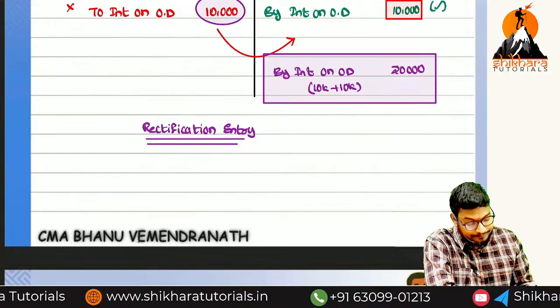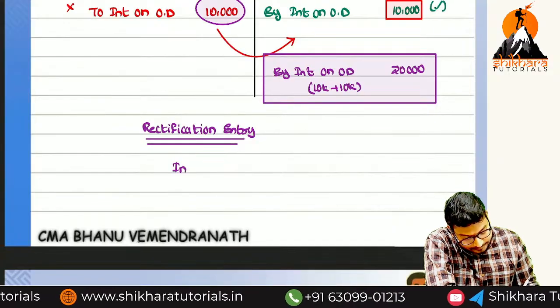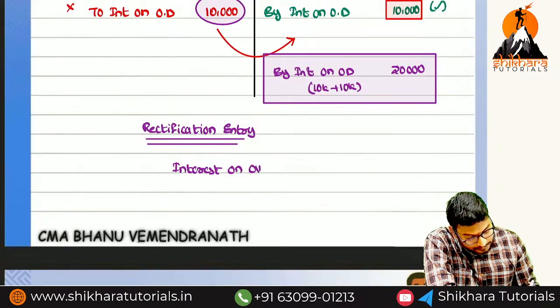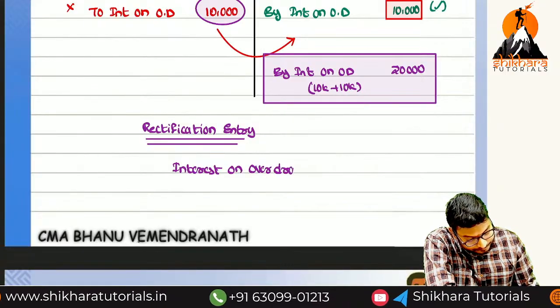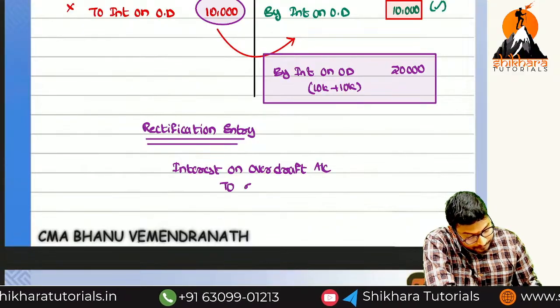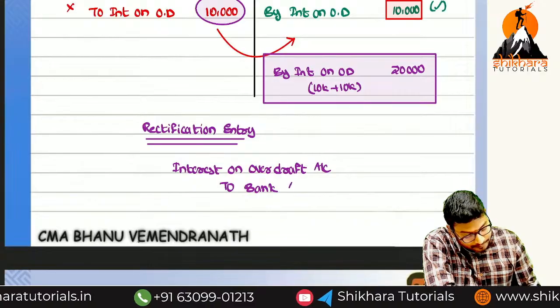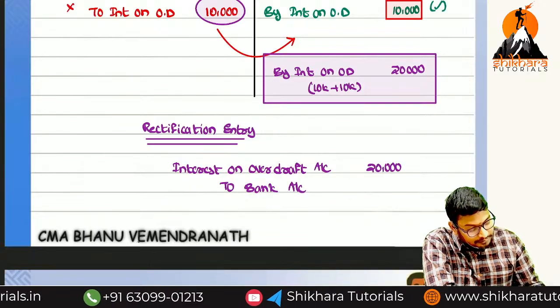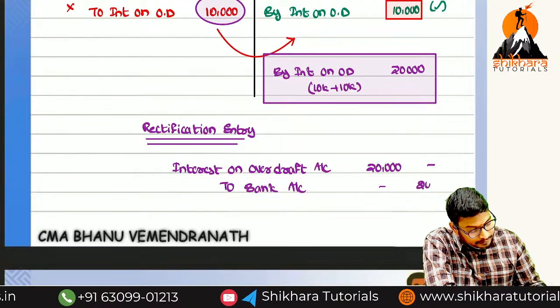What is the entry, ma'am? Interest on overdraft account debited to bank account. What is the amount, ma'am? 10,000 or 20,000? 20,000.